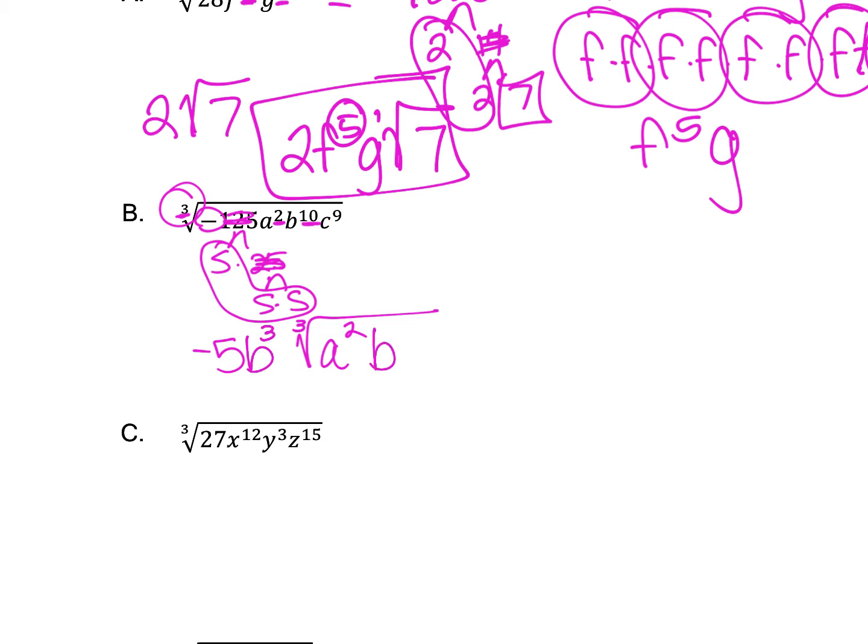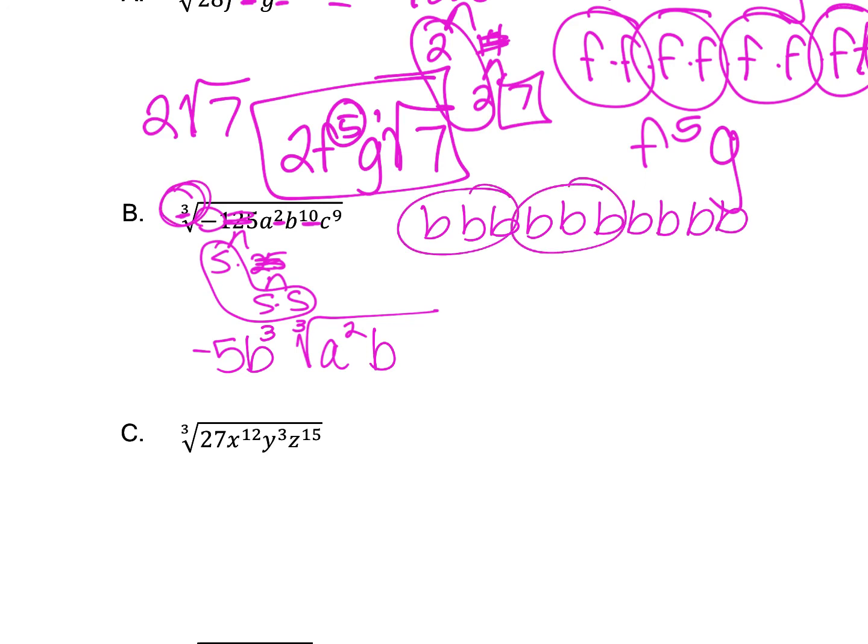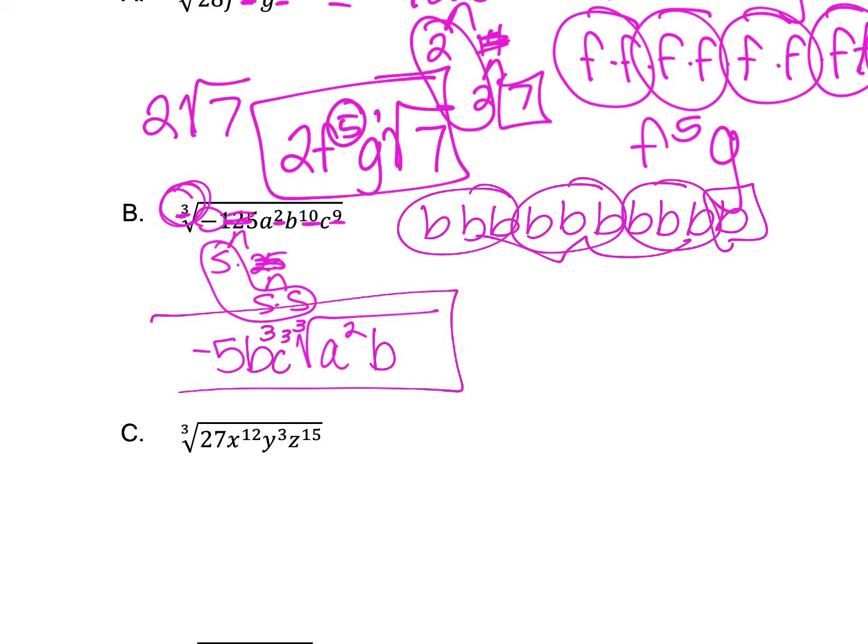Again, if it helps you to write out 10 b's, we're grouping 3 of them. That's my index. So there's 3 of them, which would make b cubed, and then you have 1 left. So that's exactly what I got. Then next one, 3 will go into 9 3 times, so that's c cubed, and then there's not any left over. So this would be my final answer. So again, if it helps you to write it all out, write it all out.